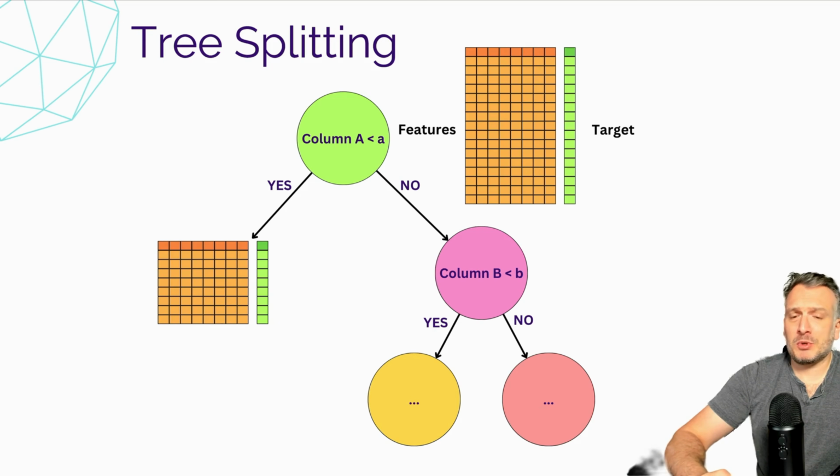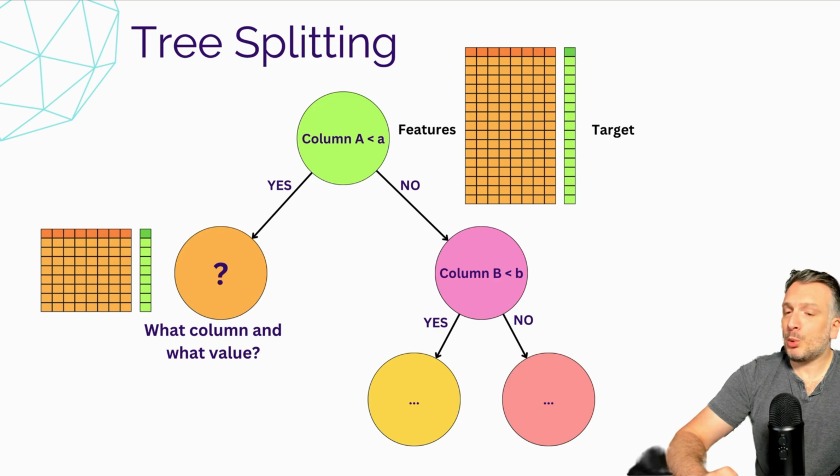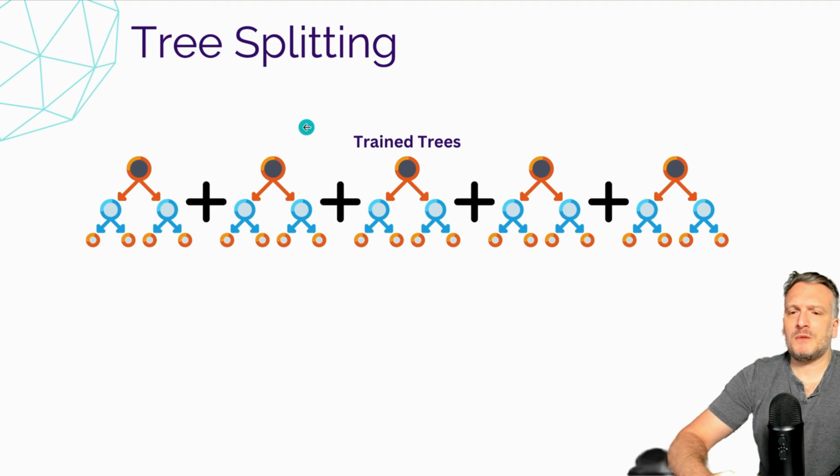We stop the splitting process because we met conditions like there are too few samples in one of the nodes, or we met a condition on the depth of the tree. So there are many ways we could stop the splitting process. Now, when we arrive at a node, what column should we choose and what value should we choose to split the remaining data? So the problem we want to solve is this.